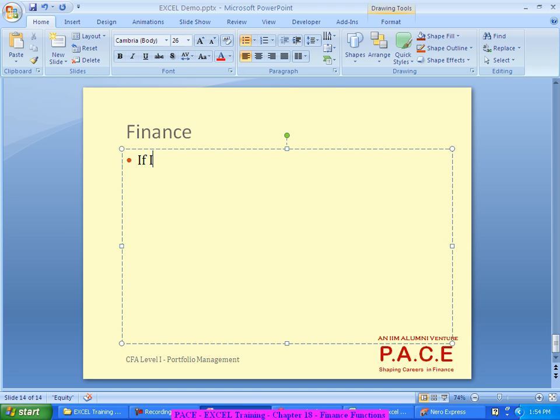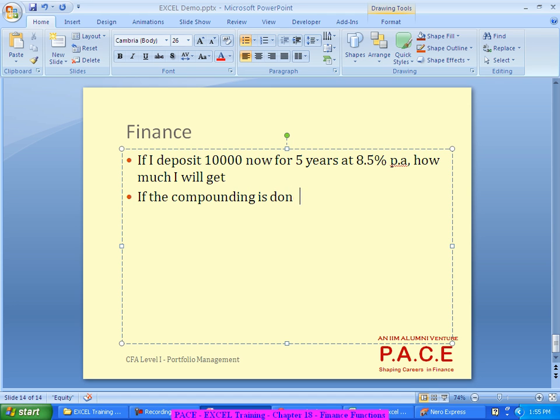Let's say if I deposit some 10,000 now for 5 years at 8.5% per annum, how much will I get at the end of the period? And if the compounding is done quarterly, how much would I get? The first one is an annual compounding. This is more like a quarterly compounding.